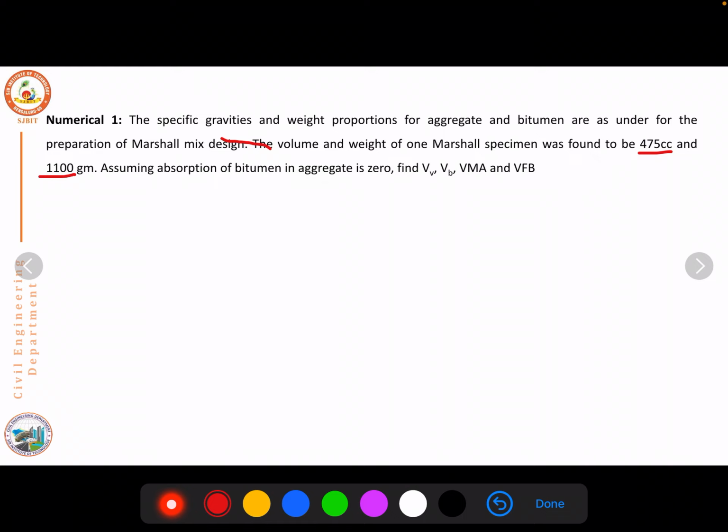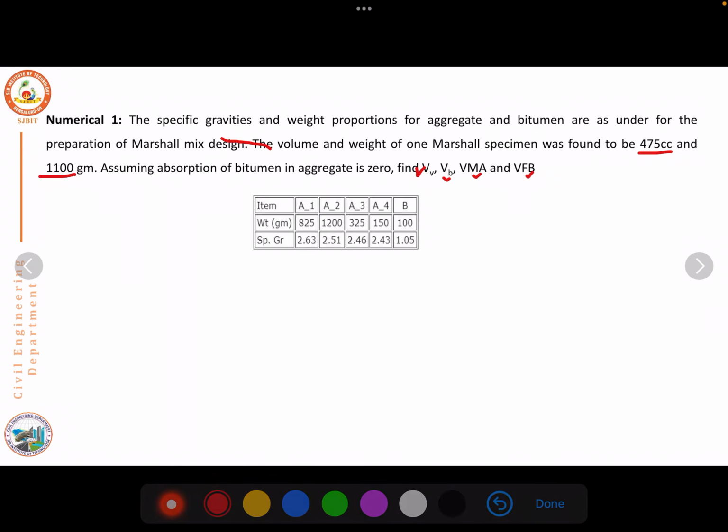Assuming the water absorption value of bitumen and aggregate is 0, it is required for us to determine the volumetric components of the bituminous mixes, that is VV, VB, VMA and VFB. They have given that 4 different types of aggregates, A1, A2, A3 and A4 respectively, and also the bitumen are used in the preparation of the bituminous sample. The weight and specific gravity of all these materials are tabulated in this table.